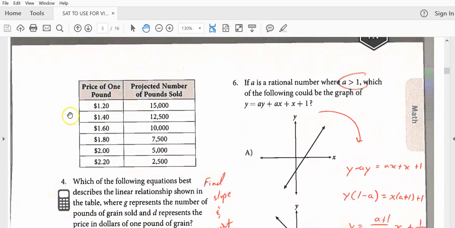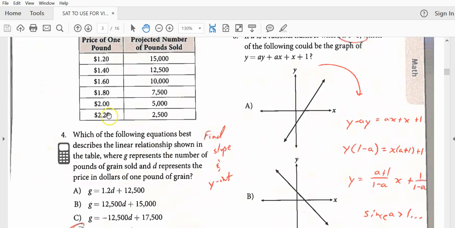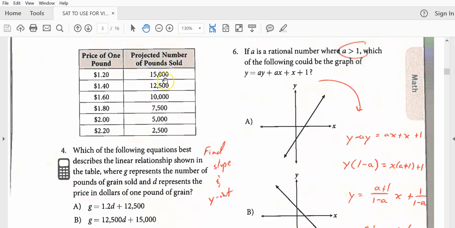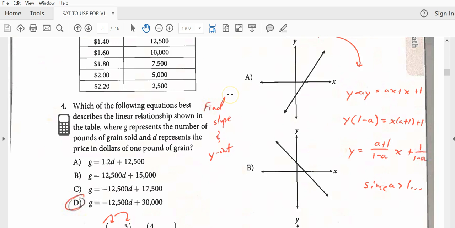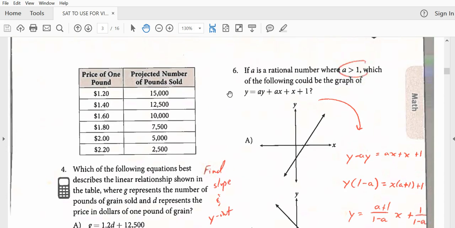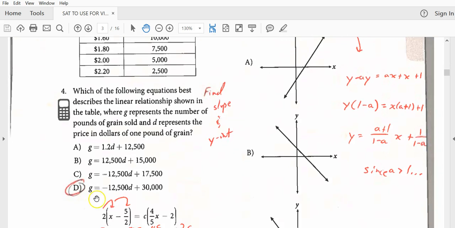Okay, so in this one we're given a table. So we have G represents the number of pounds of grain, so that's our dependent variable here. And D represents the price, so that's our independent. So this is like our X column, this is like our Y. So if we want to figure out our equation here, we want to find the slope and the y-intercept. So key idea here is when we use that dependent variable as our y, this is our x, so we plug into the slope formula, and then we'd go ahead and solve for our y-intercept by plugging in an m as well as an x and a y. And again, you can use any ordered pair up here.